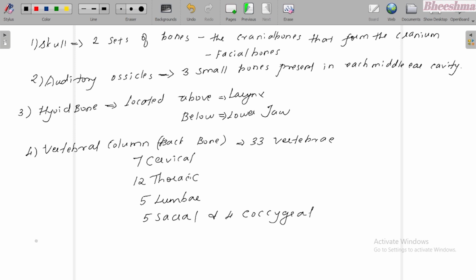The next, fifth one, is the ribcage. It forms the bony and cartilaginous framework of the thorax. The bones forming the ribcage include 12 pairs of ribs, with the associated costal cartilages and the sternum, that is the breastbone.